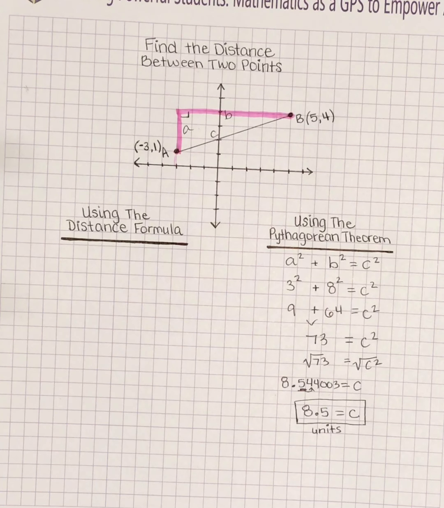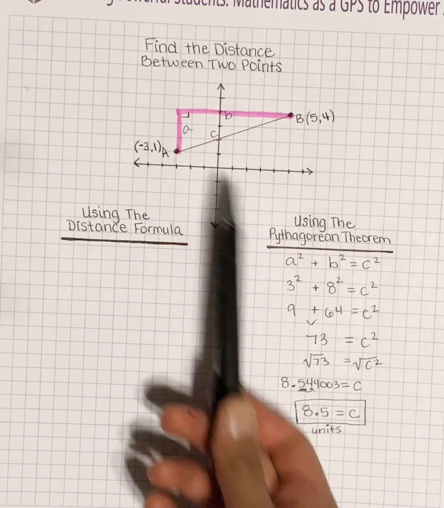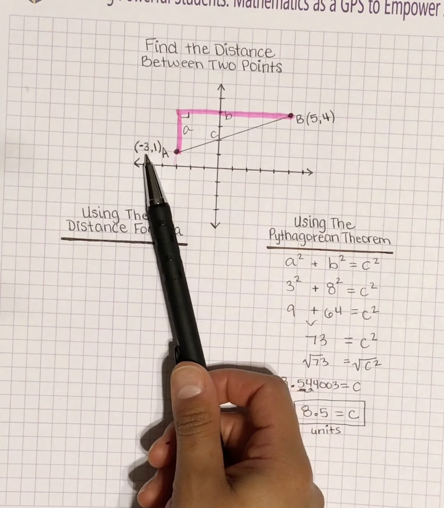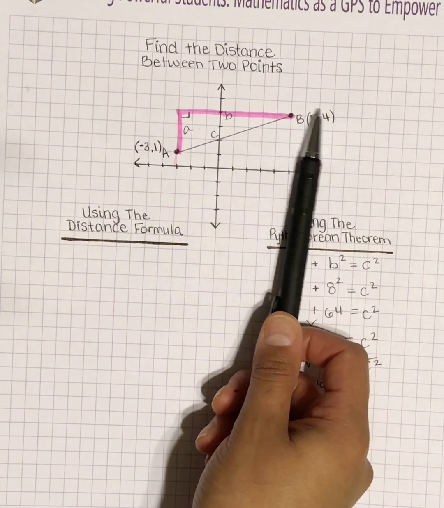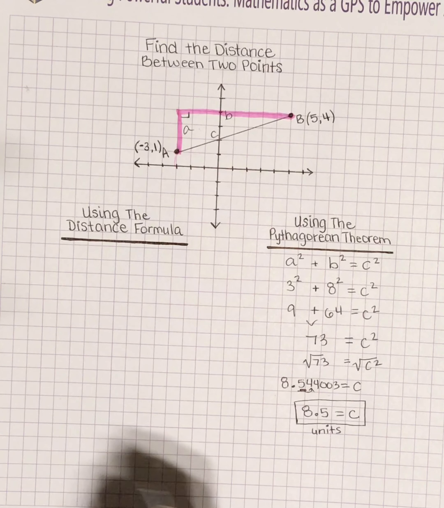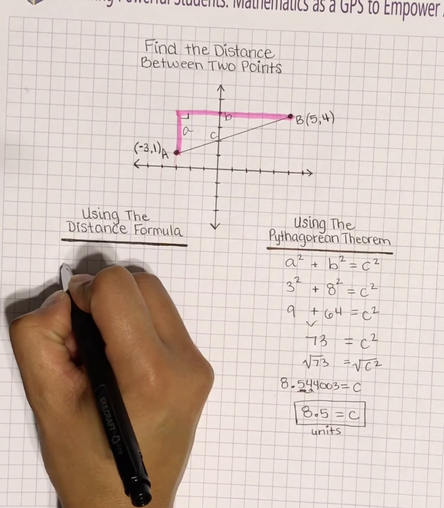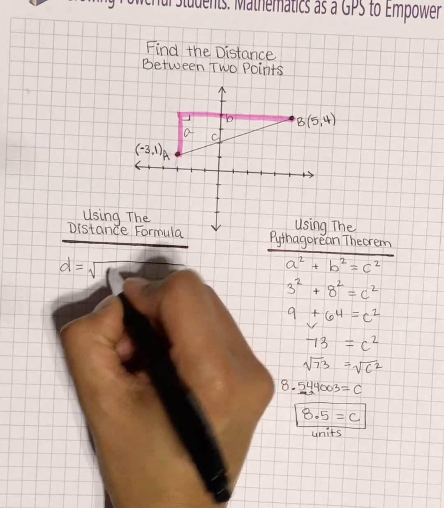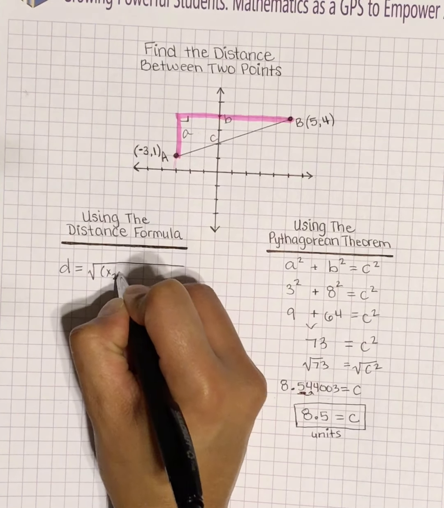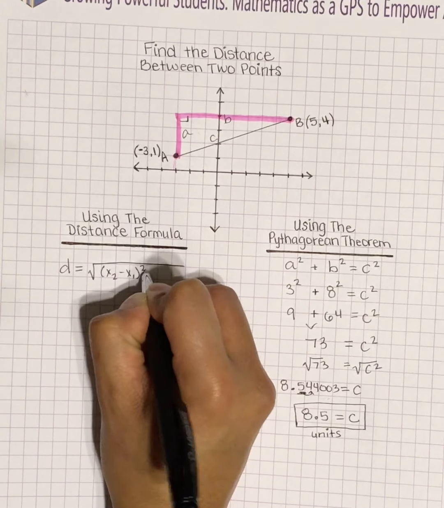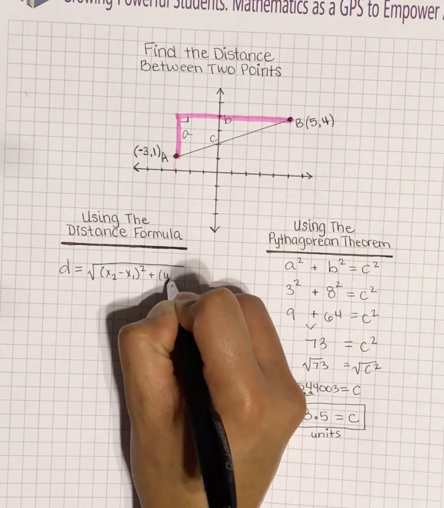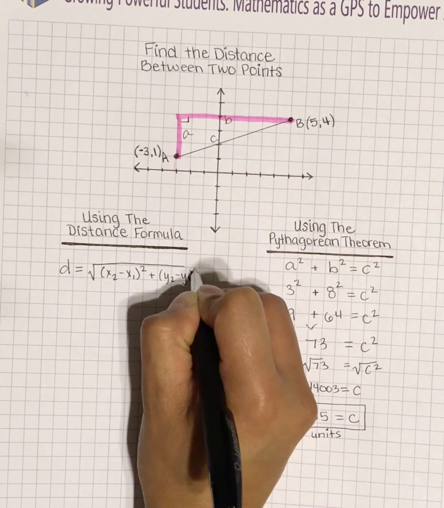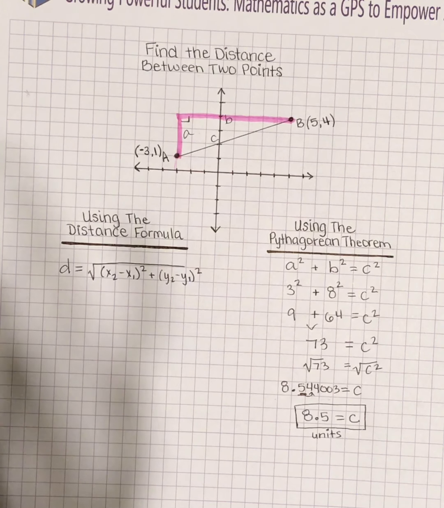So now this week, we have the distance formula, where I don't need a graph. I don't need the graph for the distance formula. All I need are the points. So the distance formula is this: d for distance equals the square root of x2 minus x1 squared plus y2 minus y1 squared. Okay, that's the distance formula.